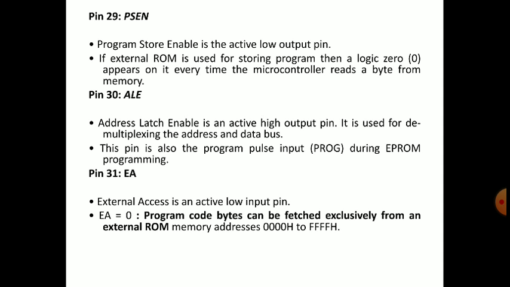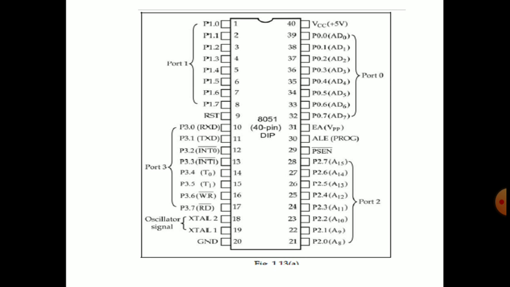The pin is also the program pulse input during the EEPROM programming. EEPROM programming is a separate topic and we don't have it in this syllabus. For that particular application, this pin will be used. Then pin 31 is EA, external access. External Access is an active low input pin, that is EA bar, pin 31.